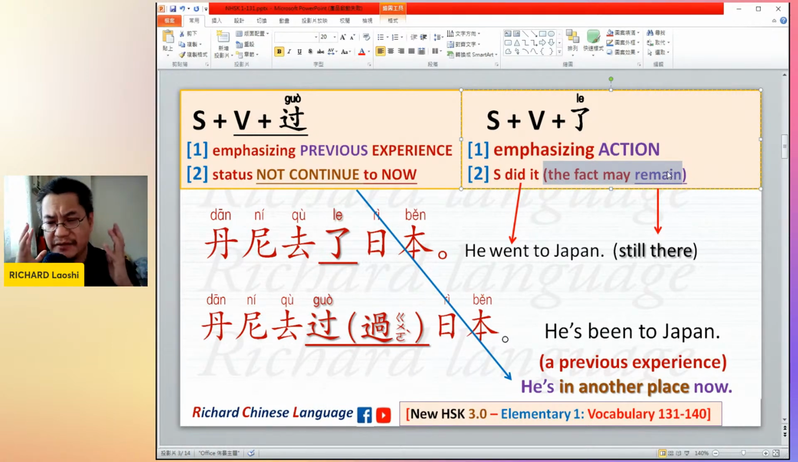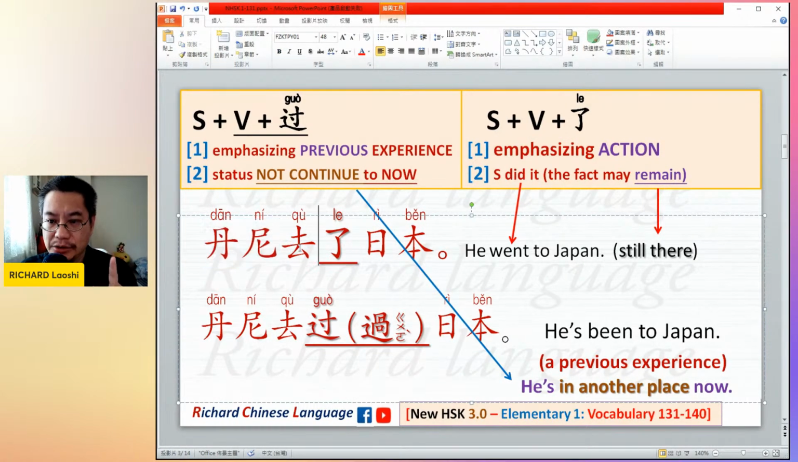So what does it mean? It sounds very hard to understand, right? So I'll give you the example sentence to compare the two. What's the difference between verb plus 过 and verb plus 了? They're quite different. So the example here is 丹尼去了日本 and 丹尼去过日本. Here is 去了. Here is 去过. This is the only difference between the two sentences, and the meaning is totally different.